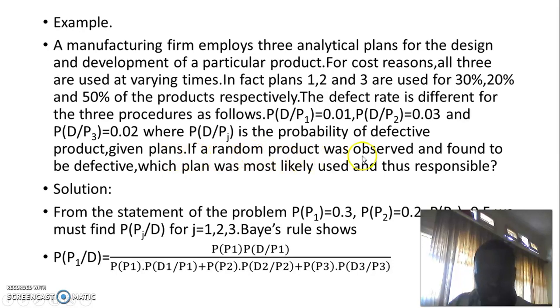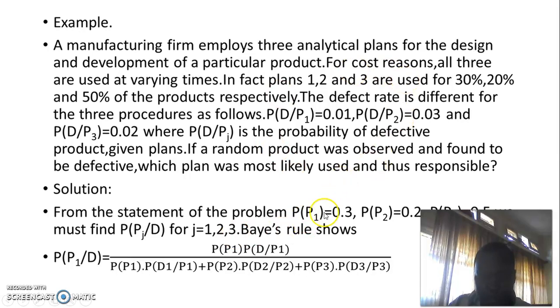If a random product was observed and found to be defective, which plan was most likely used and thus responsible? So let's look at the solution. From the statement of the problem, we know that P1 is equal to 0.3, P2 equals 0.2, and P3 equals 0.5. We must find the probability of P_j given D for j equals 1, 2, and 3. Okay?